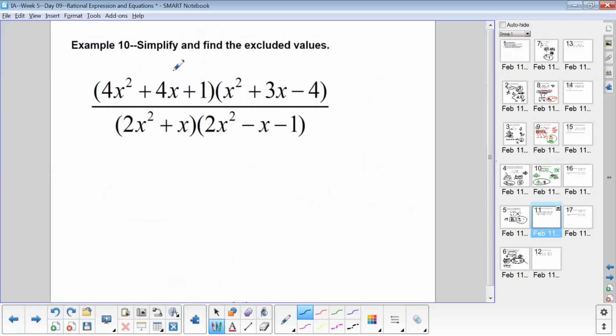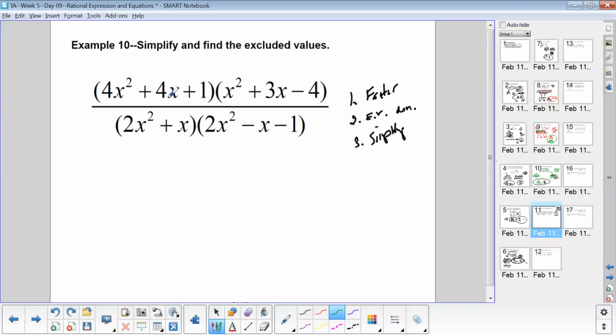With this example, we notice that we've got a couple where a is not 1, but we also have a possible perfect square trinomial. And so again, we're thinking, well, we need to factor. I'm looking for excluded values in the denominator. And then I want to simplify. So that's kind of our thought process as we go through the problems here.